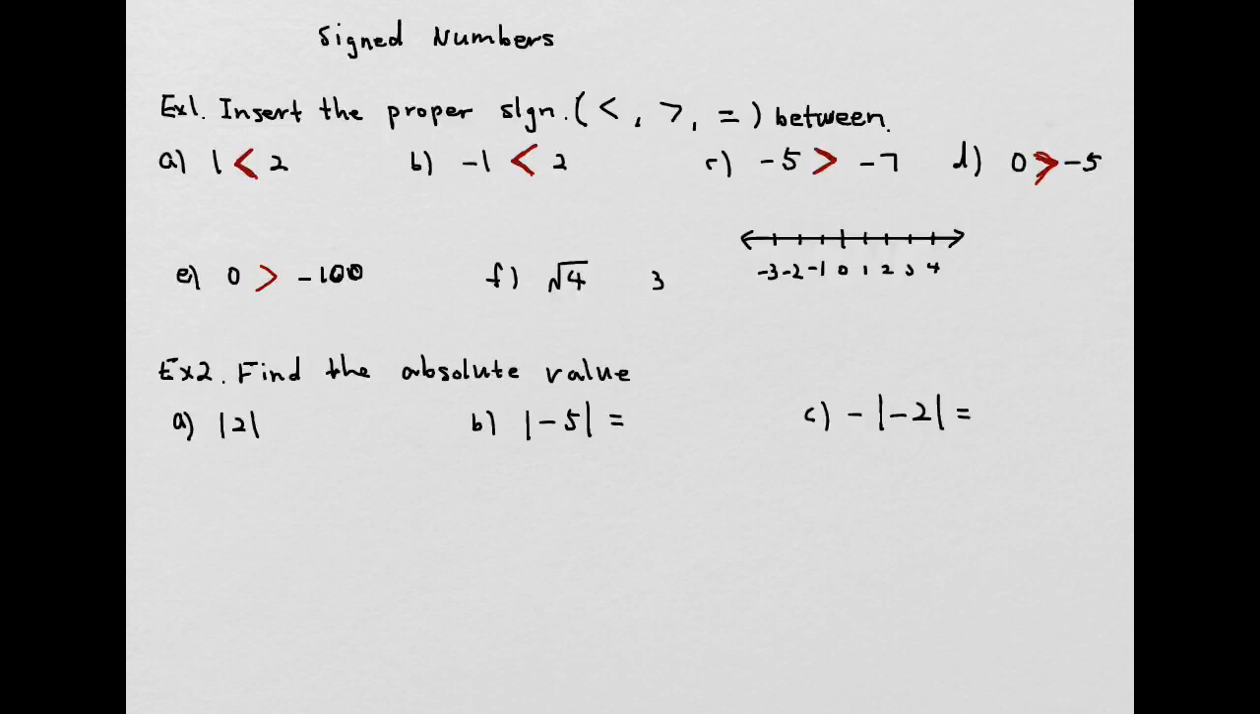What about if you have the square root of 4 compared with 3? The square root of 4, we need to understand, is going to be equal to 2, right? Square root of 4 is the same as 2 times 2, which will give you 2. So is 2 smaller than 3? Yes, because 3 is on the right side of 2. So when 3 is larger, you're going to say the square root of 4 is smaller than 3.